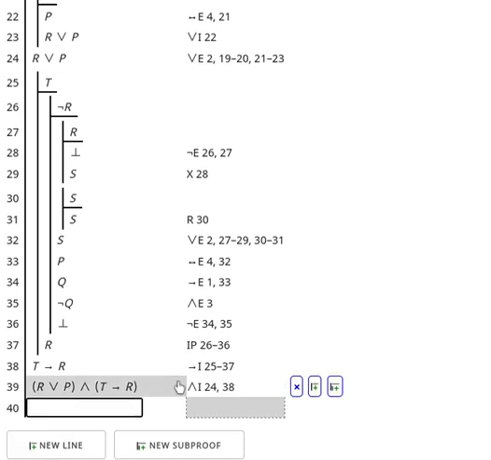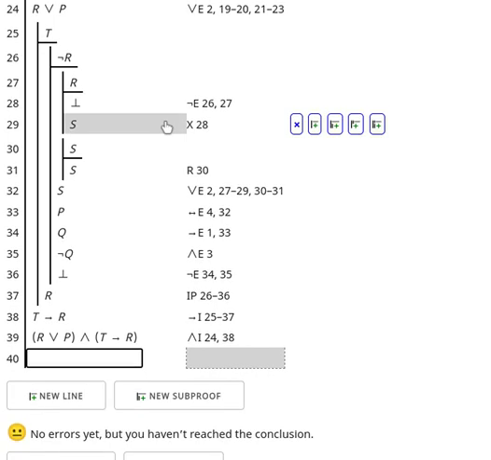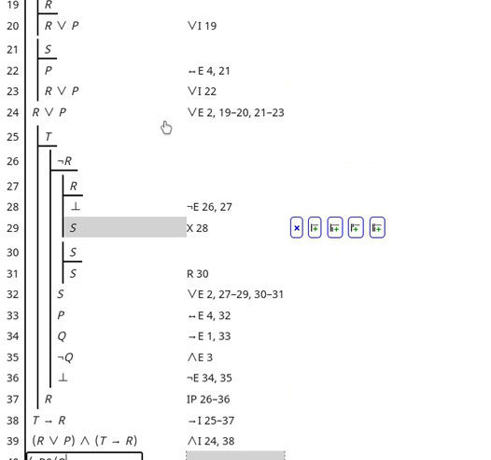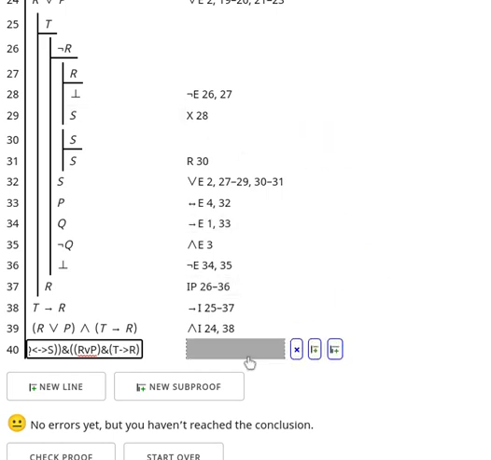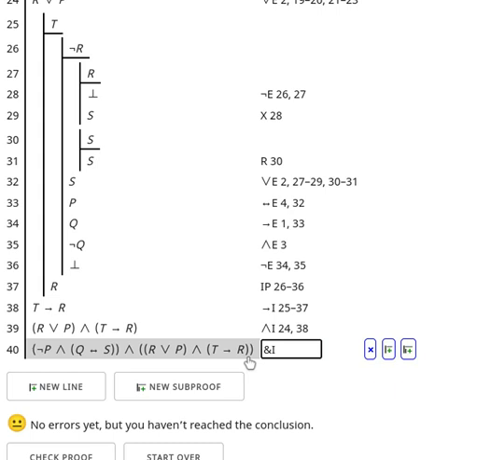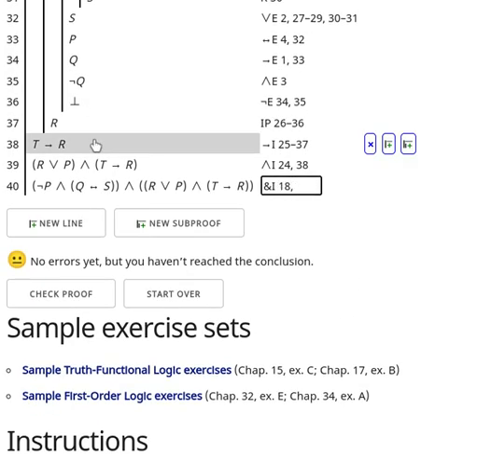And finally, we had this subresult. So we want not P and Q if and only if S, all of that, and R or P. Let's write this so I can actually see it. And T implies R. Let's put this in brackets so it's clear what's happening where. And that is and introduction on lines 18 and 39.